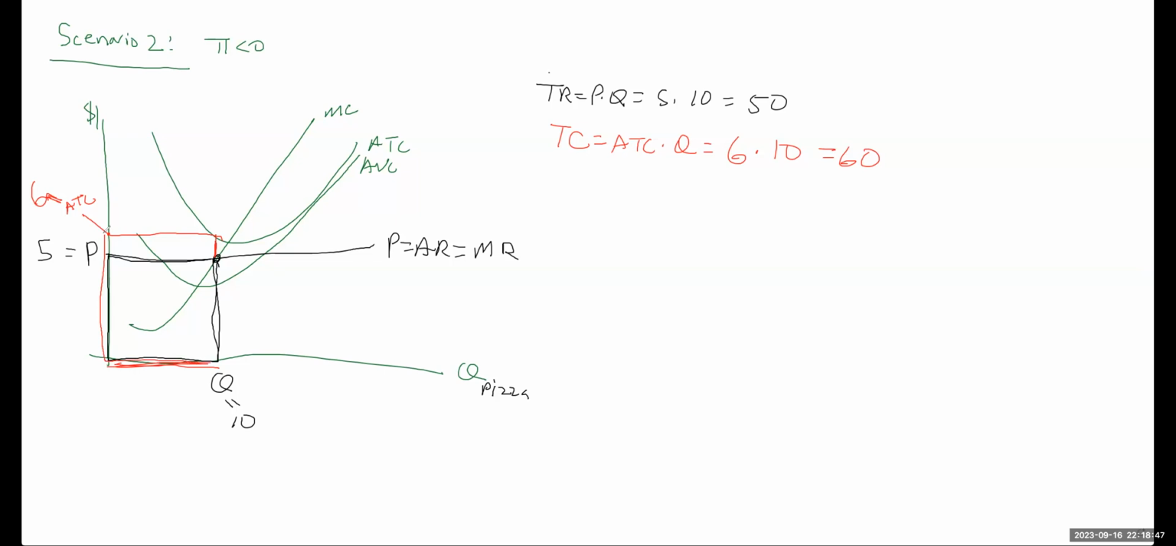So this red box measures total cost. That is 60. Profit is equal to negative 10 in our situation, which is less than 0. 50 minus 60 is negative 10. Okay, how is that denoted here? It's this shaded region right here. It's a loss, profit less than 0. So now I showed you two scenarios and how to find profit maximizing quantity. In one scenario, the company is making money, positive economic profit. In another scenario, the company is losing money, negative economic profit.